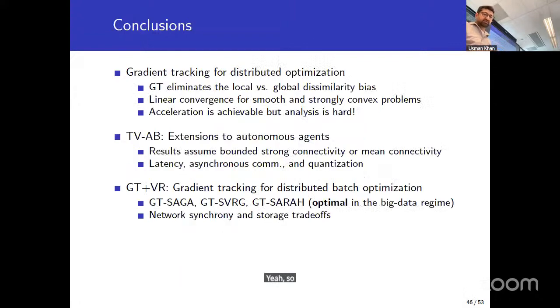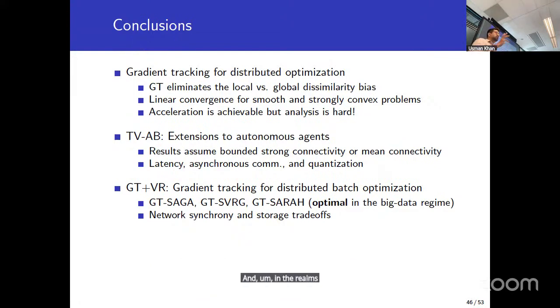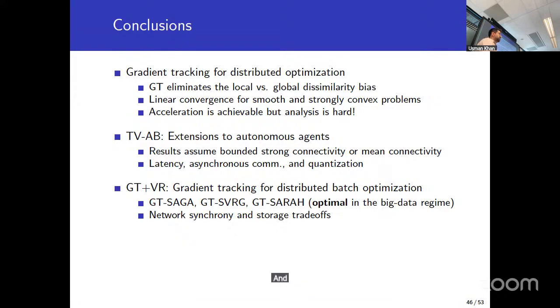Yeah, so I think with this slide, I'll conclude my talk. So basically, we talked about training very large models. And training very large models requires distributing the computation efficiently and distributing the data efficiently. And in the realms of how you want to distribute data versus how many machines you have versus what type of network you have, we looked at a few different variations of the algorithms given by gradient tracking, which tries to fuse the gradients over the network, and variance reduction, which tries to estimate the full local batch at each node, and combinations of them and different kinds of extensions around those.